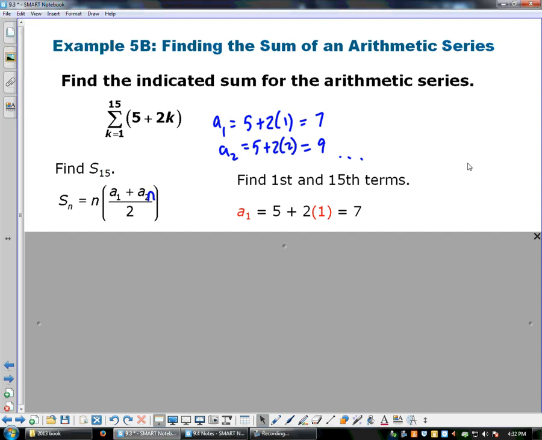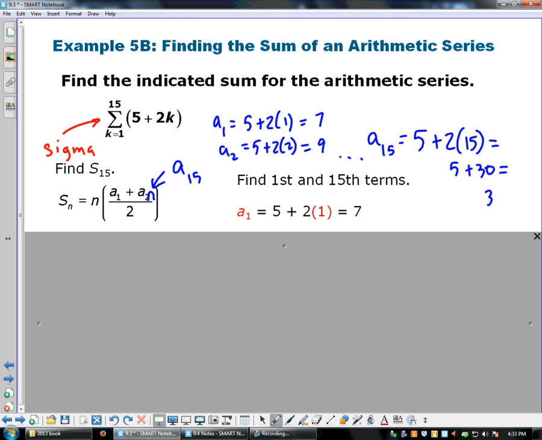Okay, so as we're looking at this problem, again, a reminder, this symbol here, we read this as sigma, and it means the sum of all of these terms. So our first term, as we said, was 7, our next term was 9, and we could keep going with this pattern, but we're really interested in using this formula to find S15, so that means we want to get a sub 15. So let's find a sub 15, and that's going to be 5 plus 2 times 15, and that's 5 plus 30, and that is 35.